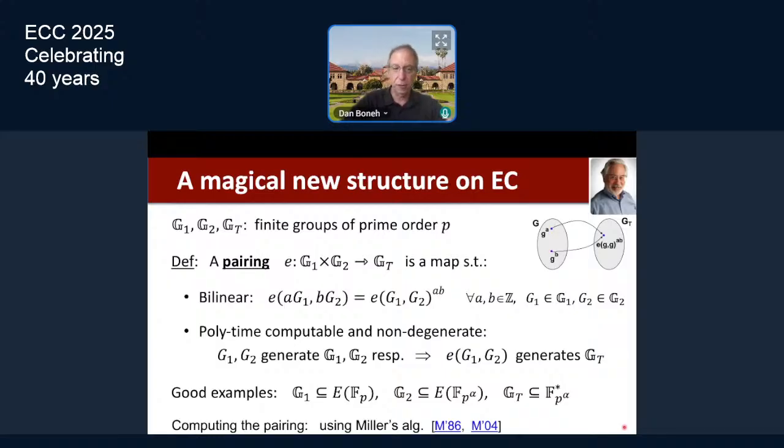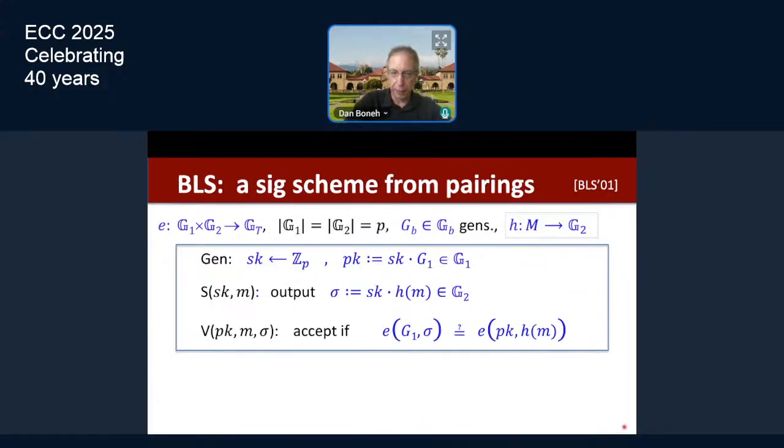Okay, so we have this group structure, this pairing that operates on these triples of groups, and the question is, what can we do with it? And as we said, there's a million things we can do with it. One of the simplest examples that I like to give is a signature scheme. This is called the BLS signature scheme, which dates back to 2001.